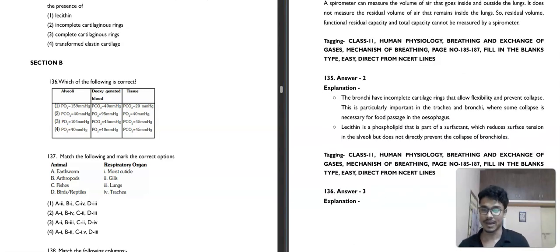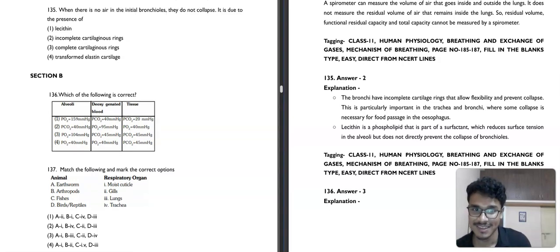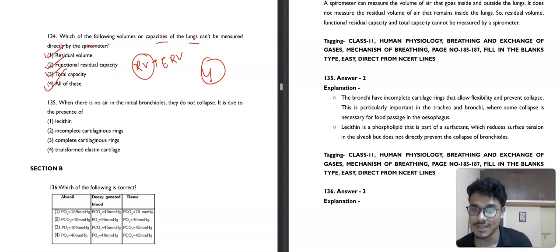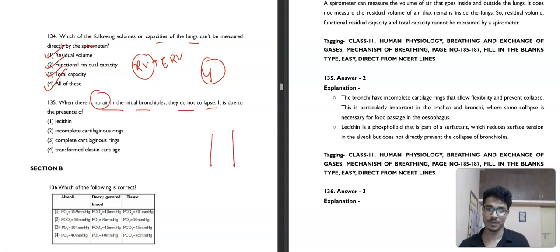Which of the following is correct? Alveoli, the pressure P of O2. What is the P of O2 in alveoli? Oh, sorry, 135. When there is no air in the initial bronchiole, they do not collapse. It is due to lecithin, incomplete cartilaginous ring, complete cartilaginous ring, or transformed elastic cartilage. When there is no air in the initial bronchiole, they do not collapse because of the presence of the incomplete cartilaginous ring. Second option is our correct answer.